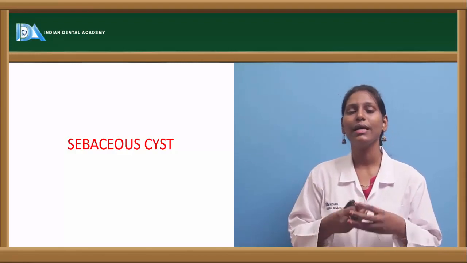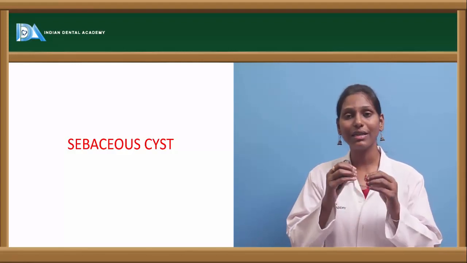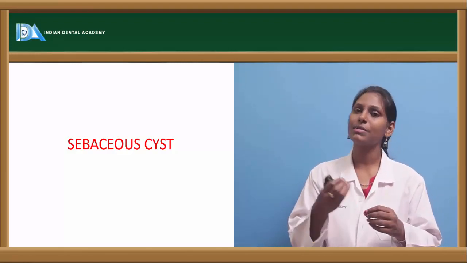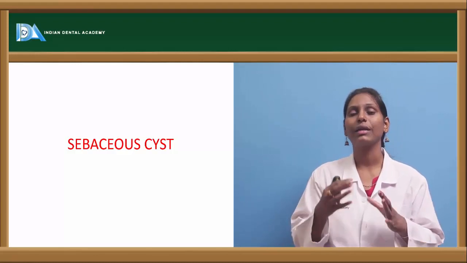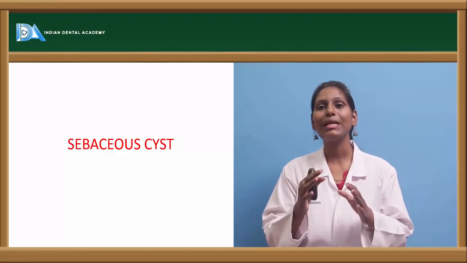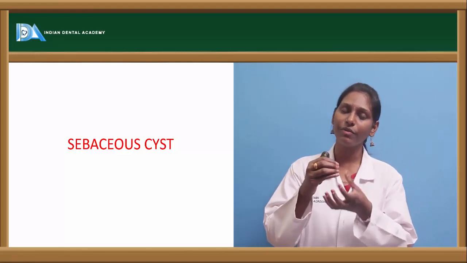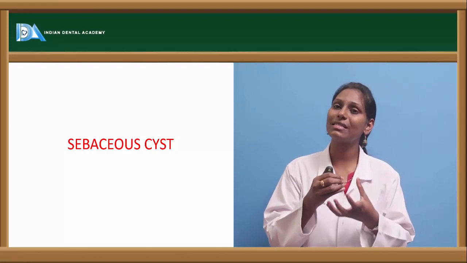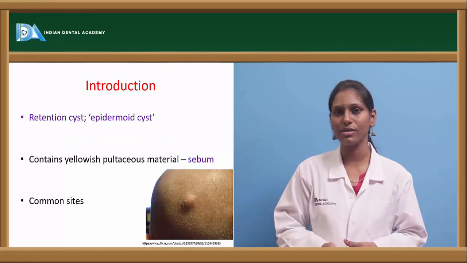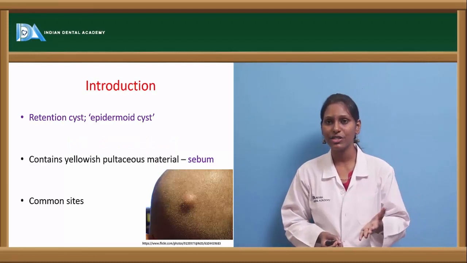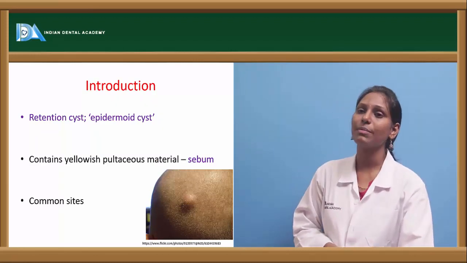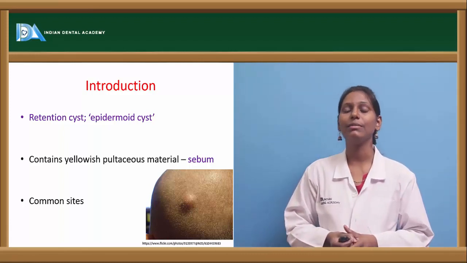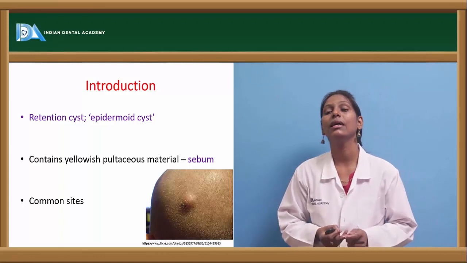Sometimes what happens is, if there is any blockage of the duct, normally these sebaceous glands open into the hair follicle or sometimes directly onto the skin, through a ductal opening. If this ductal opening is blocked, the sebaceous gland gets distended with its own secretory fluid, that is the sebum, and this leads to sebaceous cyst. So it is also called a retention cyst or epidermoid cyst. It is called an epidermoid cyst because it is usually lined by stratified squamous epithelium.